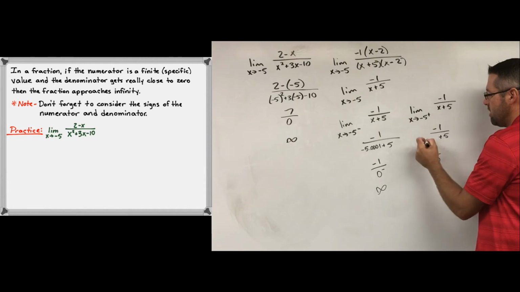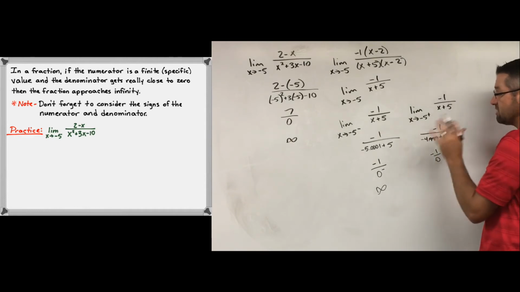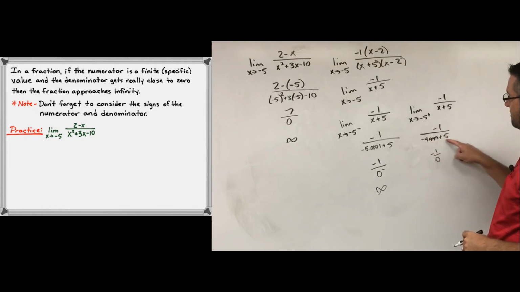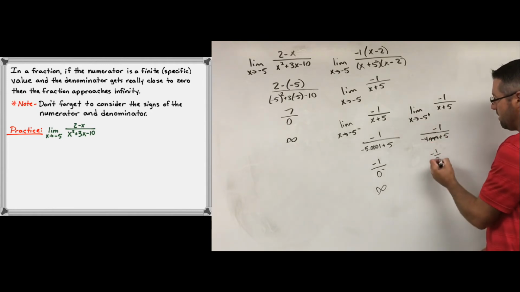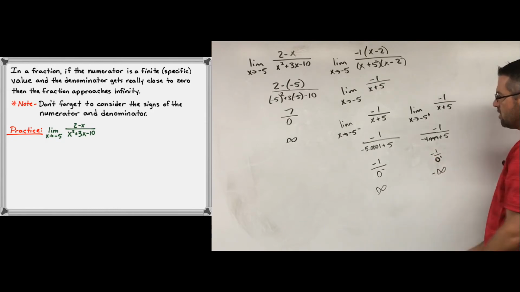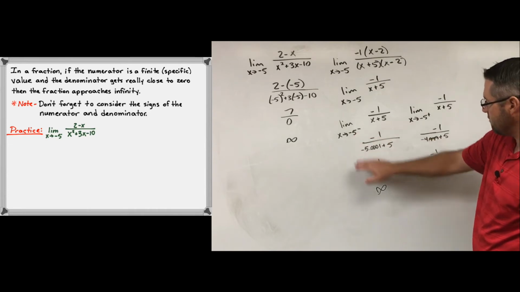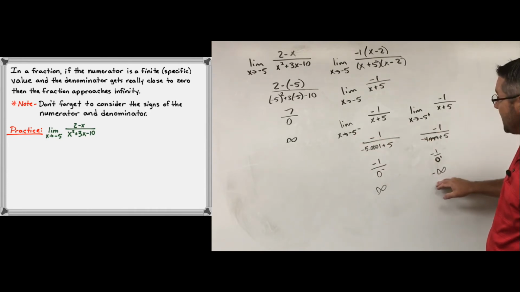So I'll go ahead and put that in there. -4.999 as my example. So what kind of sign am I going to get down here? I'm going to end up with a positive sign, right? Because that's bigger than that. So we end up with -infinity. So now we can see that from the left we get positive infinity, from the right we get negative infinity.